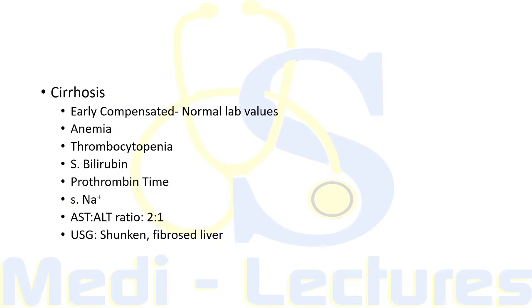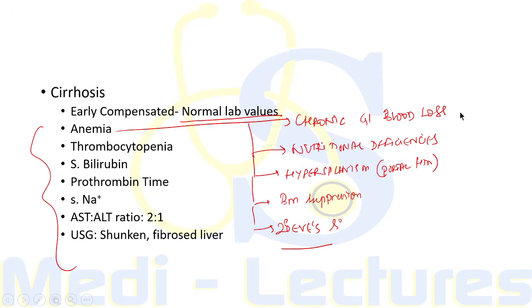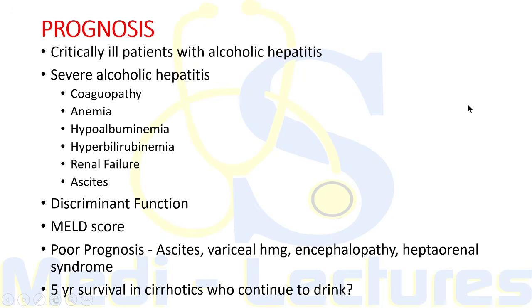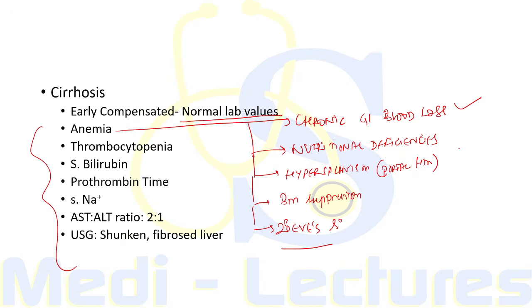Early compensated cirrhosis may have absolutely normal lab values. On the other hand, in advanced cirrhosis, the following abnormalities can be seen. First of all, there will be anemia in the patient, and this anemia can be due to a multitude of factors. These include chronic gastrointestinal blood loss, nutritional deficiencies, hypersplenism due to portal hypertension, bone marrow suppression, which is the direct effect of alcohol, and Zieve syndrome.